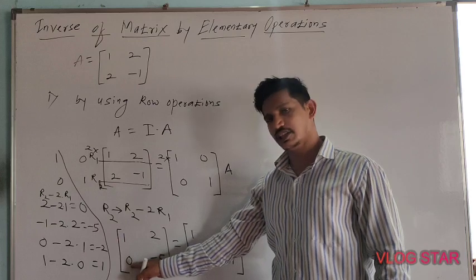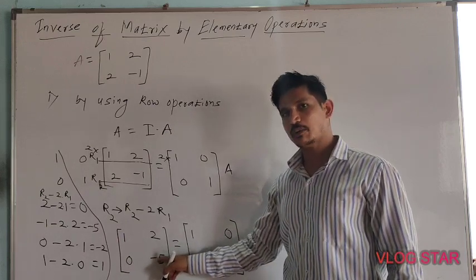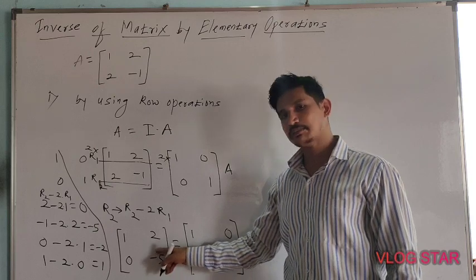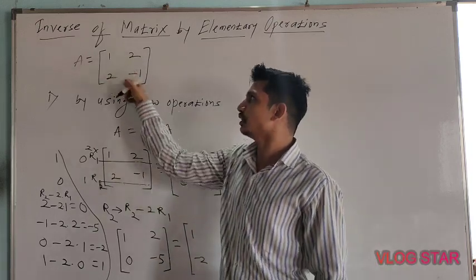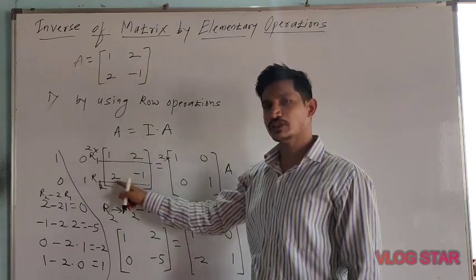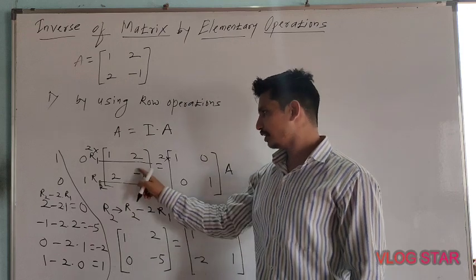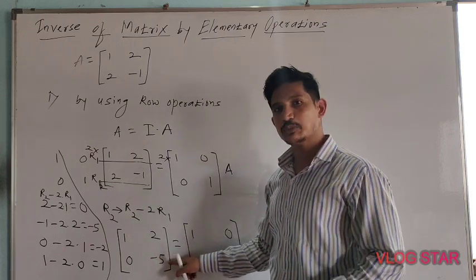Now here we got 0. Here I want 1. So how to make this minus 5 a 1? See here, I want to convert this matrix into the identity matrix. Here 1 comes. Here I want 0, so I got 0. Here I want 1. So minus 5 is there. How to make it 1?